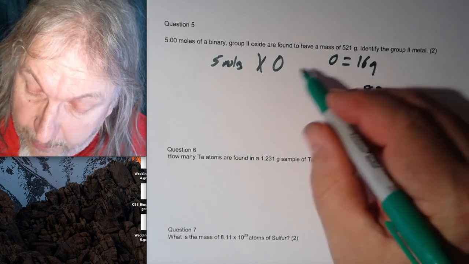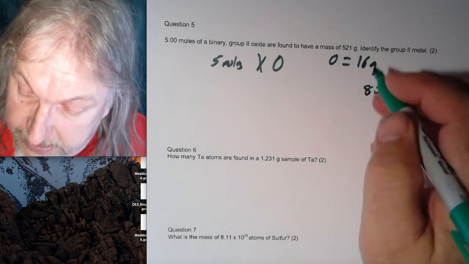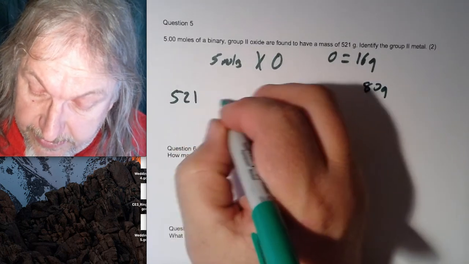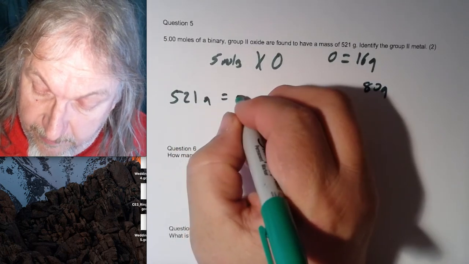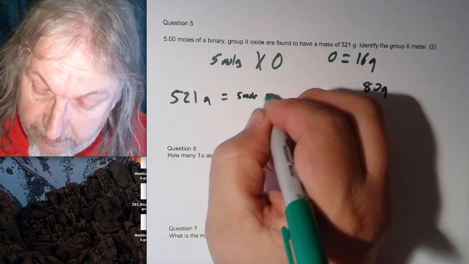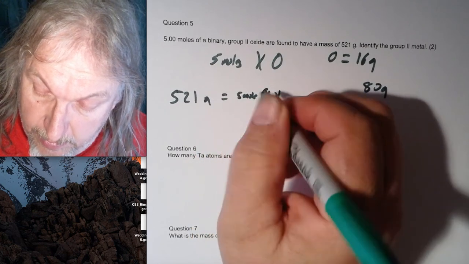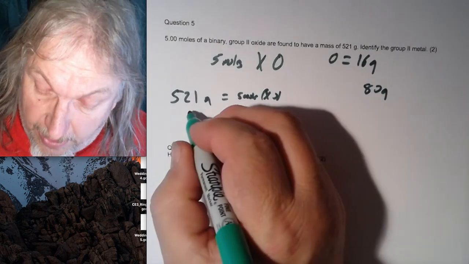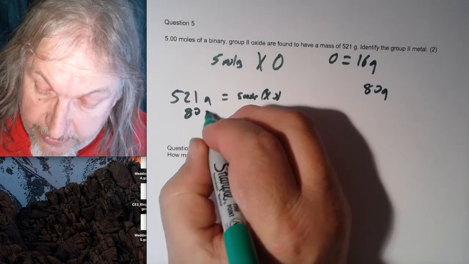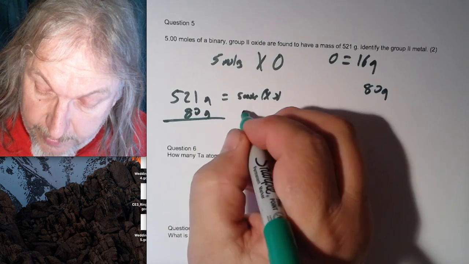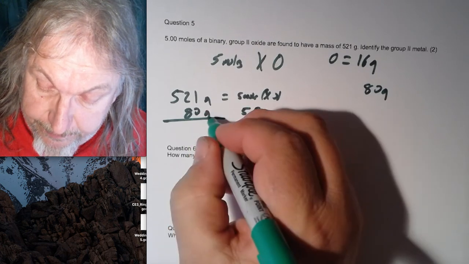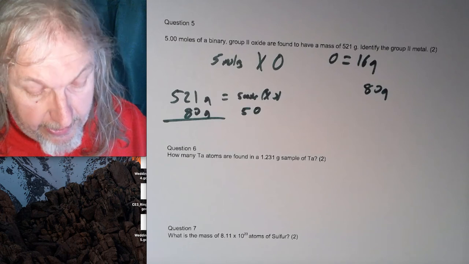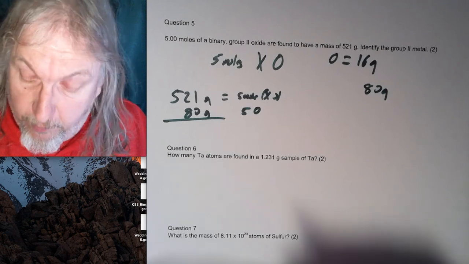So I need to find out what the 5 moles of the oxide is. The total is 521 grams, and that's the 5 moles of X and O. All right. So that means the oxygen is worth 80 grams because that's the 5 moles of oxygen. If I do 521 and I subtract 80 grams from it, I get 441 grams.